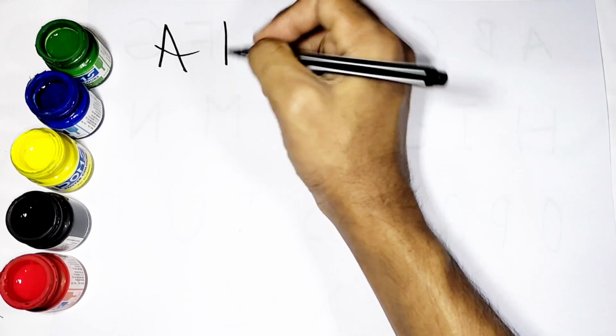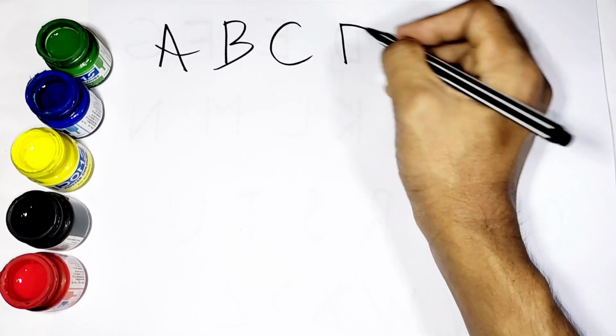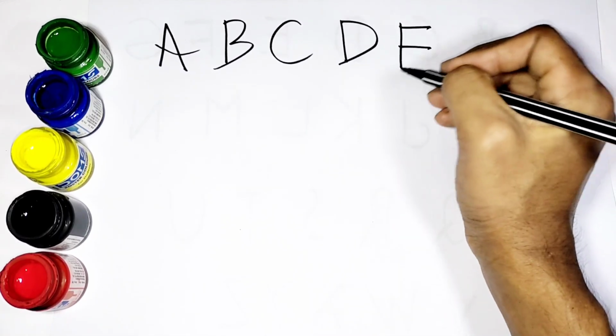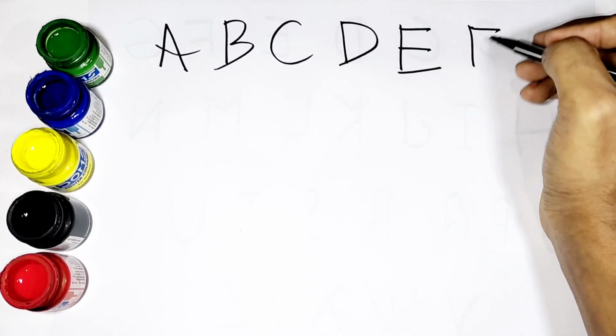A for apple, A for ant. The next one is B. Now we draw the alphabet of C. C for cow, C for cat. Now we draw D. The next one is E. The alphabet of F.